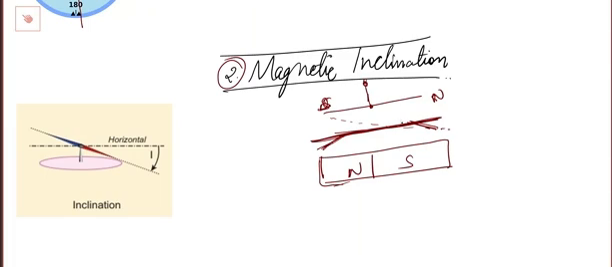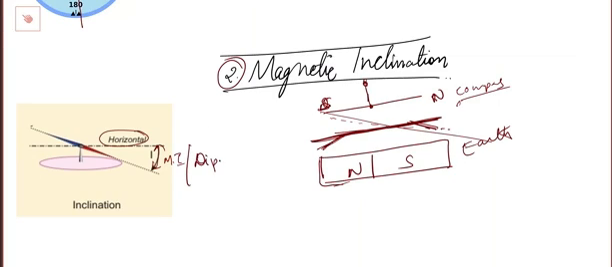And if you consider this as the earth and this as a compass, there is an inclination made with respect to the earth's axis or earth layer. If you consider this horizontal as the earth's surface, and the compass makes an angle, the angle between the horizontal and the compass is said to be the magnetic inclination. Or simply it is also said as the dip angle.